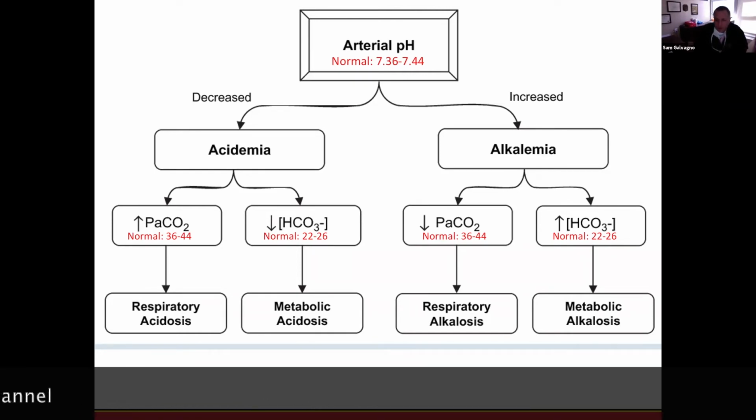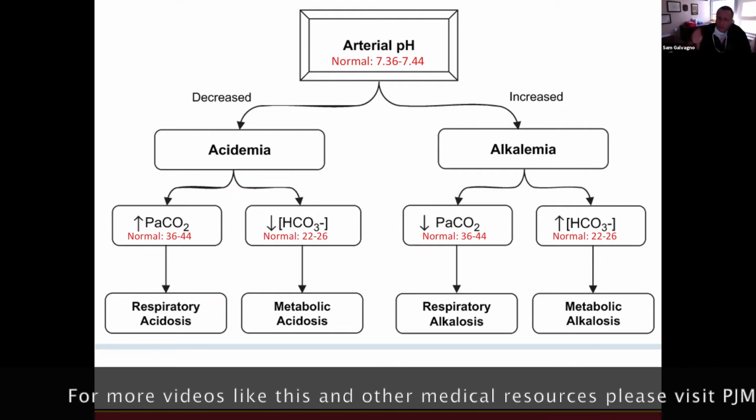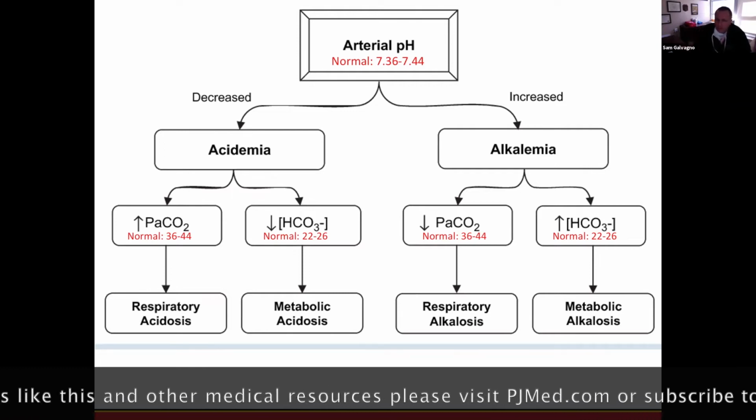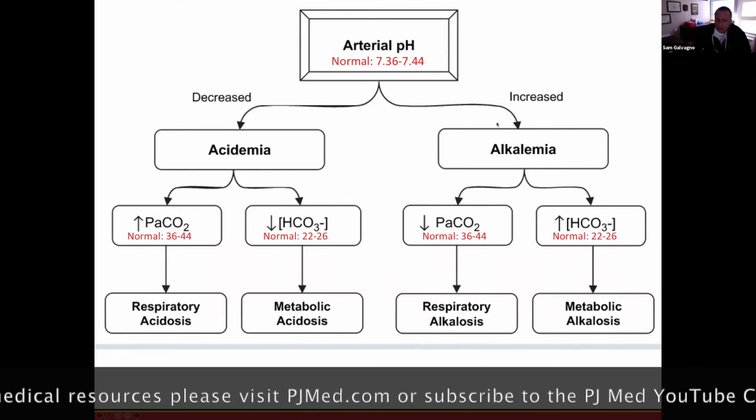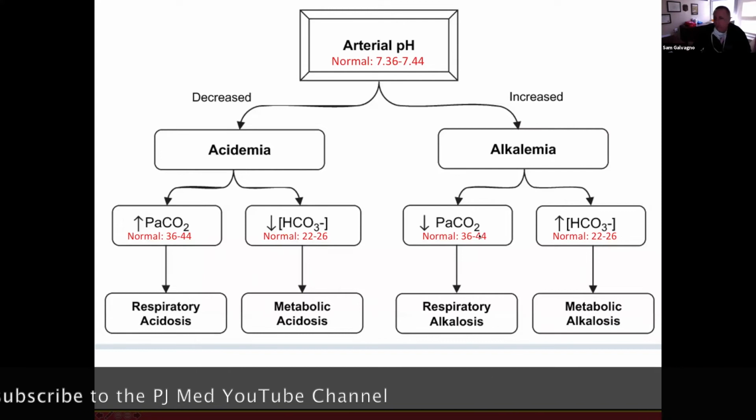Those are two of them. Another one that you can sometimes see is, if you remember we talked about main stemming the ET tube, sometimes you'll only be ventilating one side of the chest, and you can have a low CO2 with that. You won't necessarily get alkalemic with that. You might get more of an acidemic picture, but you can wind up with a low CO2.